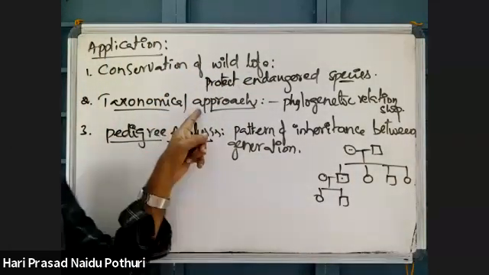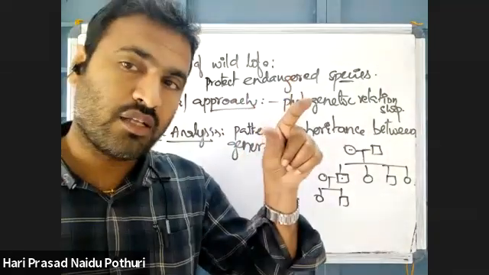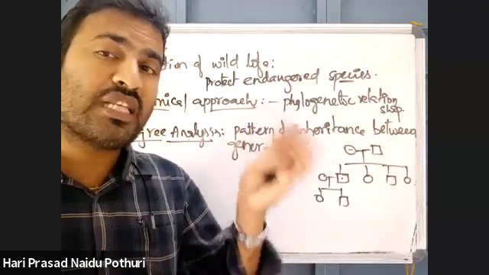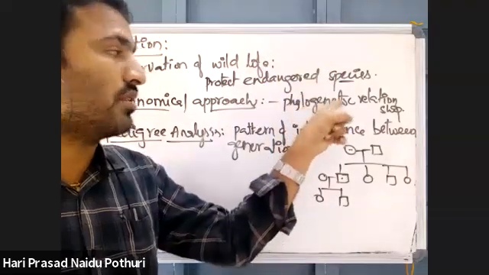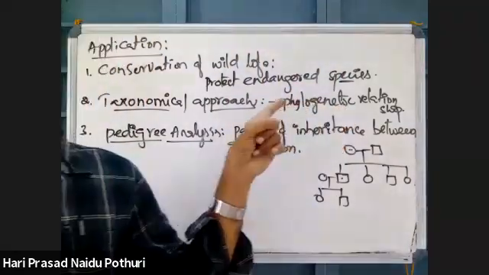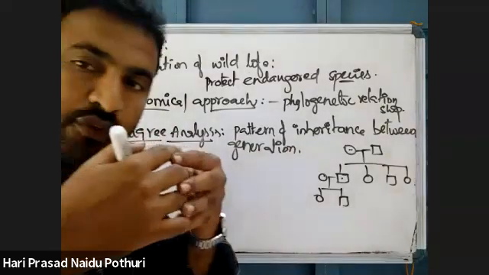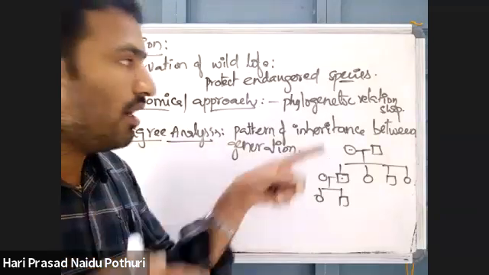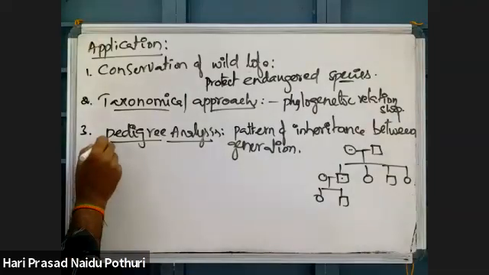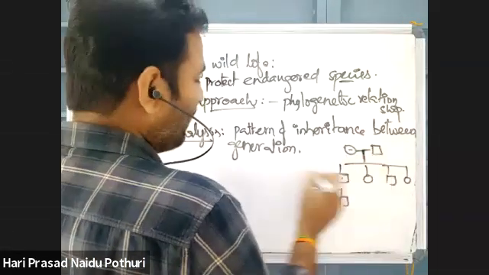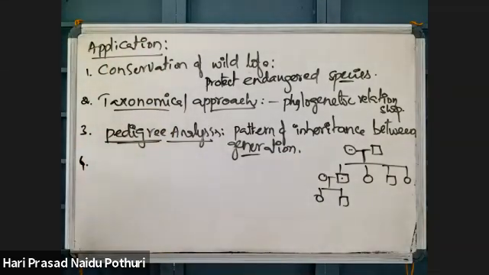Second point, phylogenetic relationship. Suppose one organism is there, and we don't know which category it belongs to. So we can compare the DNA of their ancestors, so that we can understand the differences or the similarities between them, and we can use them in classification. And pedigree analysis means pattern of inheritance between generations can be easily studied by using DNA fingerprinting.